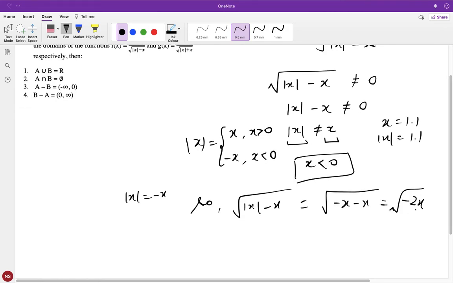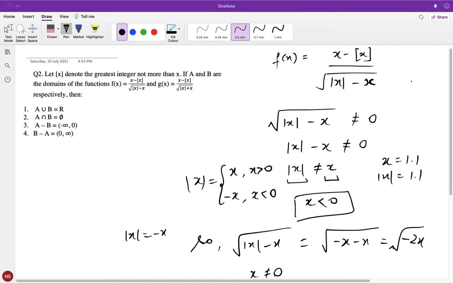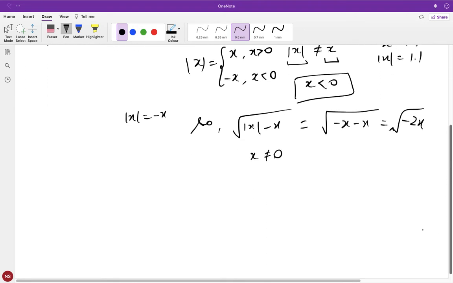Also, please note that since this is in the denominator, x cannot be 0 as well, right? If x is 0, then this is 0 minus 0, square root of 0 is 0. You will have your denominator with 0. So x is not equal to 0 either, and x is not a positive number. So x equals any value which is less than 0. So A is the set of all the numbers which are not positive and which are also not 0. So this is A. Now let us look at gx.